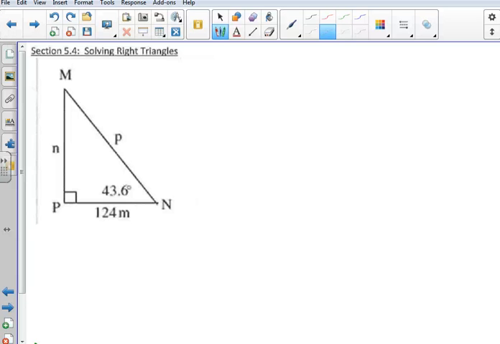Okay, solving. First and foremost, here we want to keep in mind SOHCAHTOA, because that's going to be your guideline. Anytime you go to solve a right triangle, what that means is you're going to find all the missing pieces. They'll give you a certain amount of information. An angle and a side is usually enough, or a couple sides is enough.